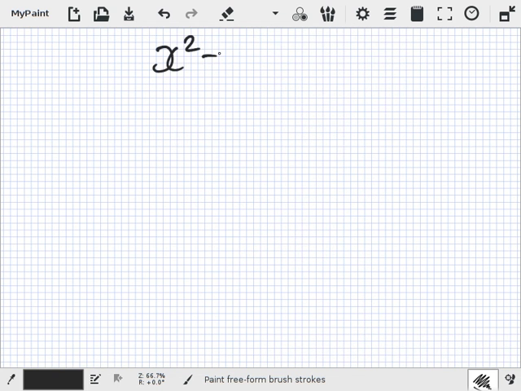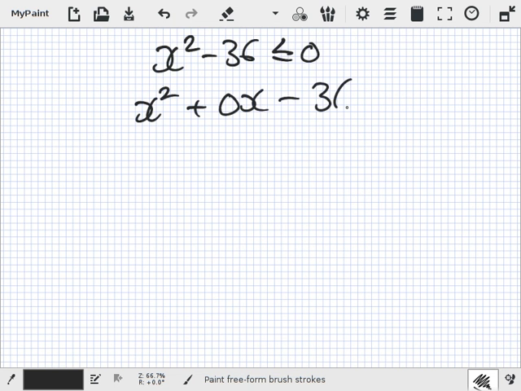X squared minus 36 less than or equal to 0, which you can write as x squared plus 0x minus 36 less than or equal to 0, if it makes you happy. And when you solve this, you get 2 answers for x. I already know what you're going to get. You should have gotten minus 6 and plus 6. Now I see you're making a face that says I didn't get that. Oh, you're just not there yet. You have to type it in, yeah. Well, I'll ruin the surprise. You'll get minus 6 and plus 6. Did you get that? Yeah.